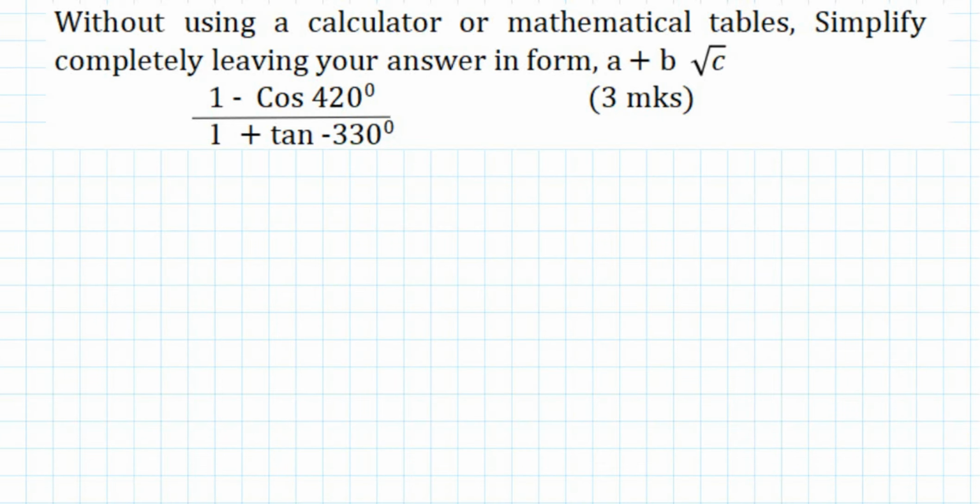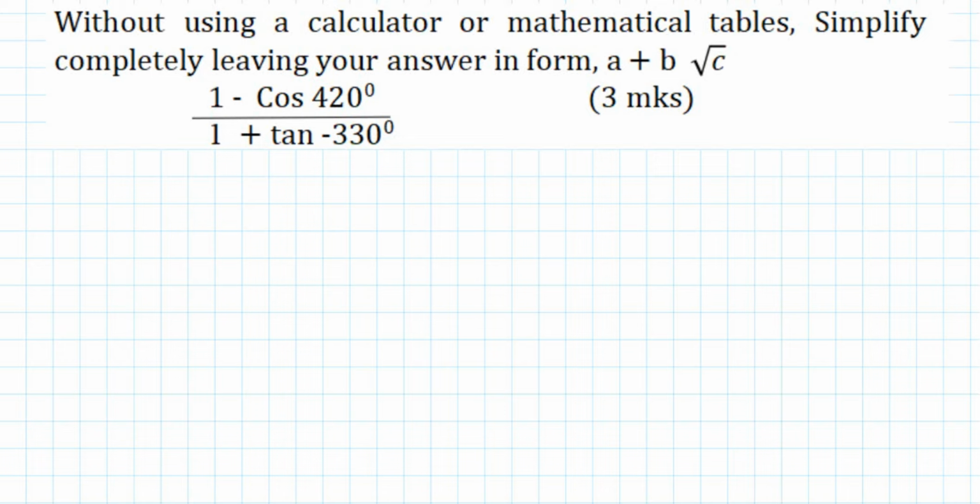So in our last question, we have been told that without using a calculator or mathematical tables, simplify completely, leaving your answer in the form a plus b root c, 1 minus cos 420 degrees divided by 1 plus tan negative 330 degrees, and you'll be given 3 marks. So this question is similar to the previous question, whereby instead of being given surds, you've been given angles whose trigonometric ratios are going to be surds.